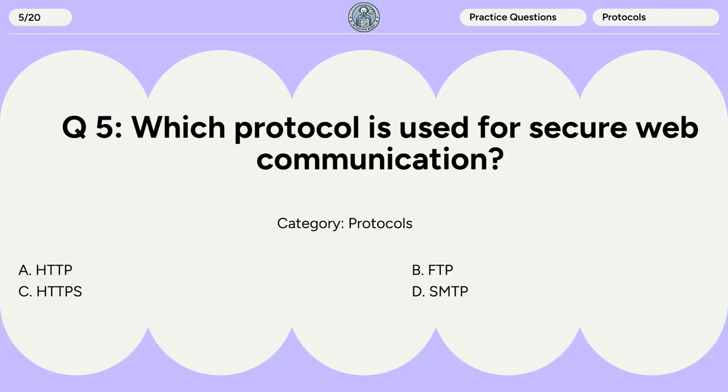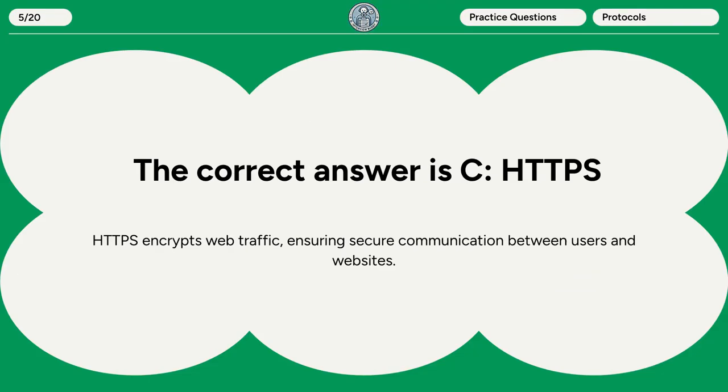Question 5. Which protocol is used for secure web communication? A. HTTP. B. FTP. C. HTTPS. D. SMTP. The correct answer is C. HTTPS. HTTPS encrypts web traffic, ensuring secure communication between users and websites.